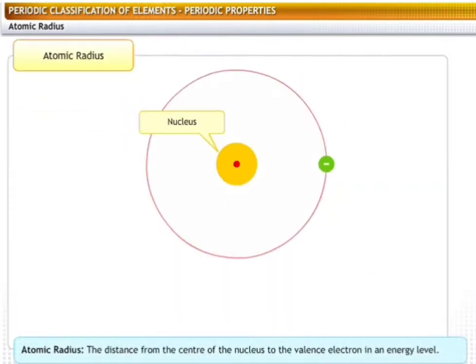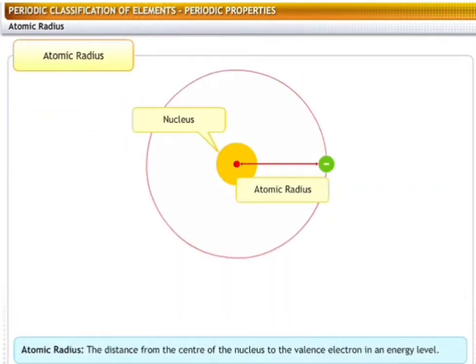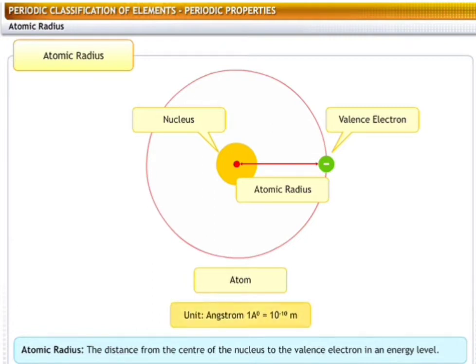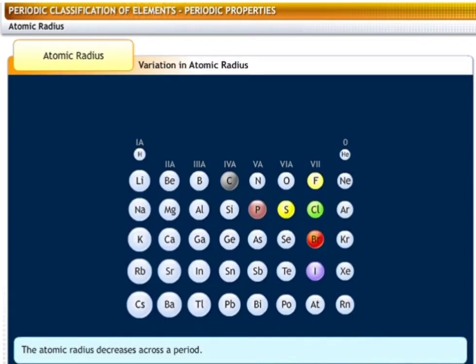Atomic radius is the distance between the center of the nucleus and the electron present in the outermost energy level or orbit of an atom. Atomic radius is expressed in angstrom units. 1 angstrom equals 10 to the power minus 10 meters. Let us now analyze the variation in atomic radius.